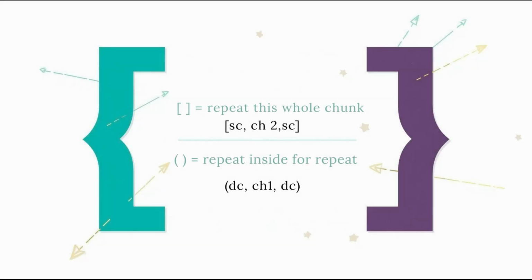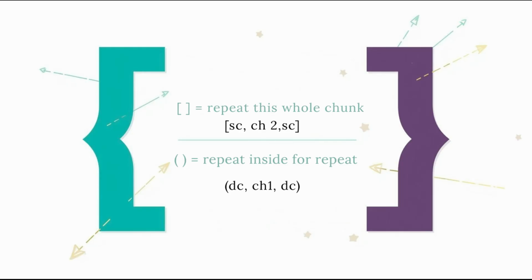Okay, so first things first, brackets. These are your best friends. They mean do everything inside here in this one spot. So for example, bracket, single crochet, comma, chain 2, comma, single crochet, bracket, into the same stitch. It's basically a cozy little stitch sandwich all in one home.